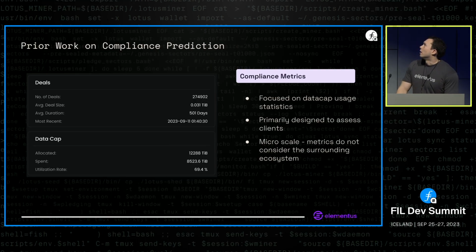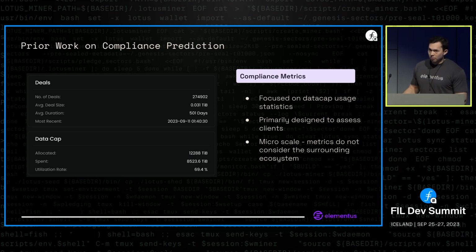All right, so prior work on the subject has generally revolved around statistics regarding the usage and requesting of DataCap. This can range from very simple measures like average deal size for a client, all the way towards more involved calculations like, say, the minimum time between a DataCap allocation and the following deal. But something in common amongst all these features is that these features are kind of microscopic in nature. They're computed by really zooming in on a particular client and viewing it in isolation.